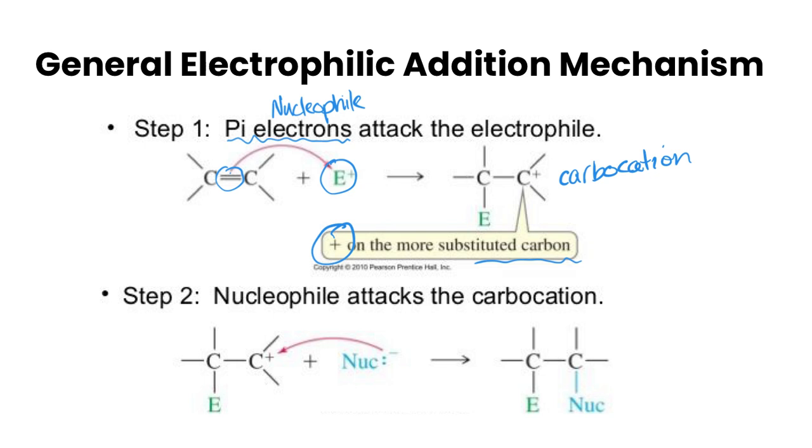Our second step then involves a nucleophile attacking the carbocation. So we have a lone pair of electrons on our nucleophile, and we're showing a curly arrow attacking our positively charged carbon of our carbocation. And so this is going to create our alkane with our electrophile and our nucleophile attached on adjacent carbons. So let's take a look at some specific examples to see how this works.